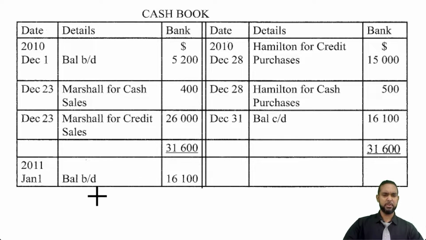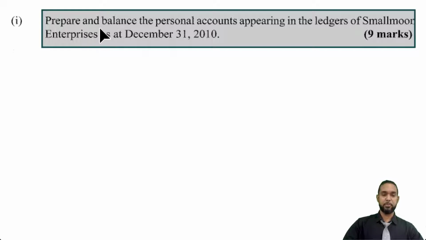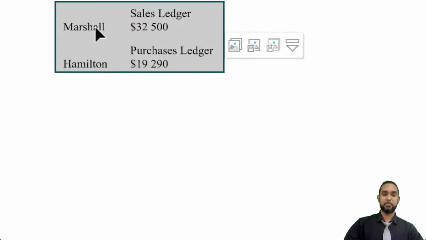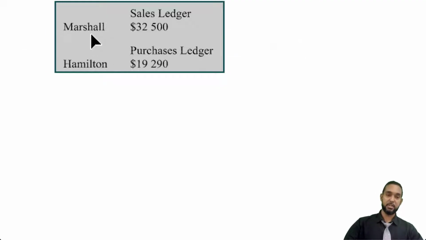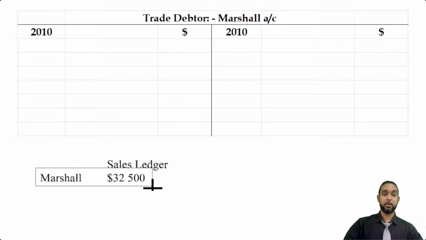Okay, what do they want us to do? Let's take a look at the first thing. Part A(1) is saying prepare and balance the personal accounts appearing in the ledgers of Small Moon Enterprises as at December 31st, 2010, for 9 marks. So back up to the top. Once again, we have two accounts. One in the sales ledger for Marshall, that's a debtor, and one in the purchases ledger for Hamilton, that's a creditor. Let's deal with the sales ledger account first, which is the account for Marshall.